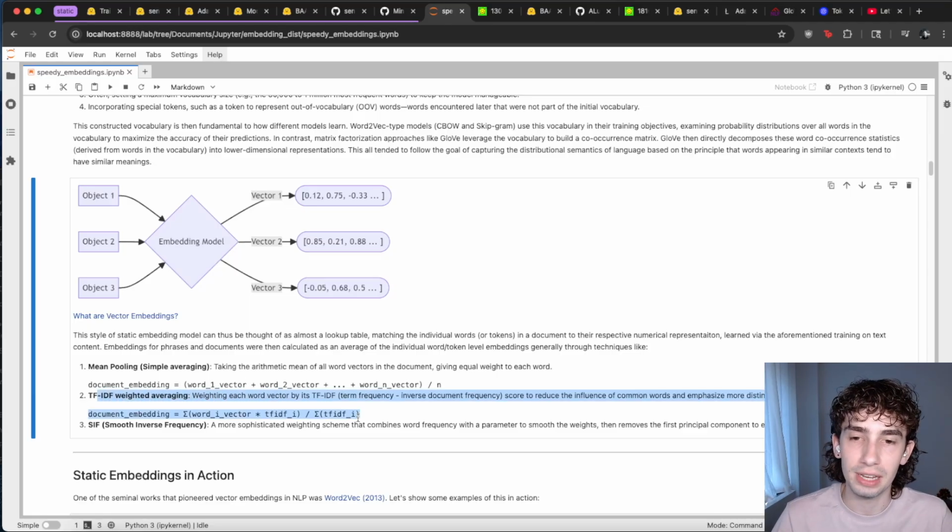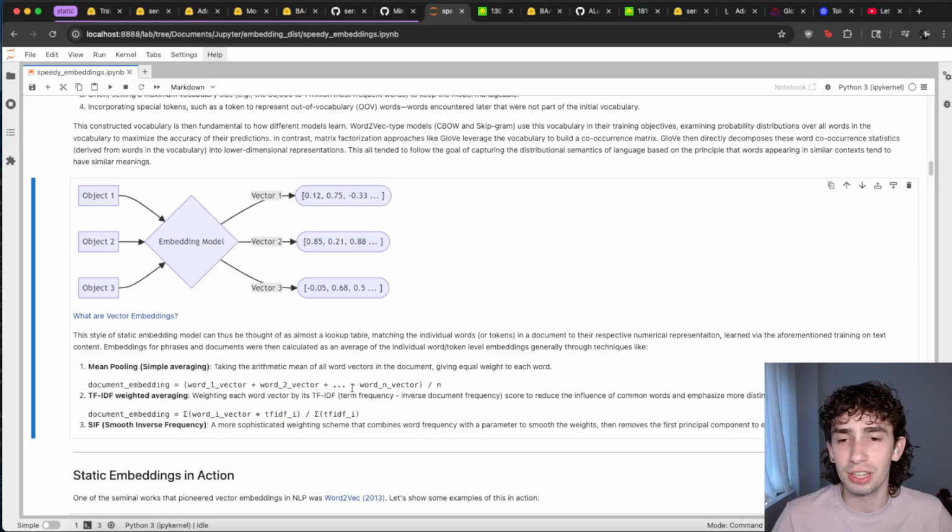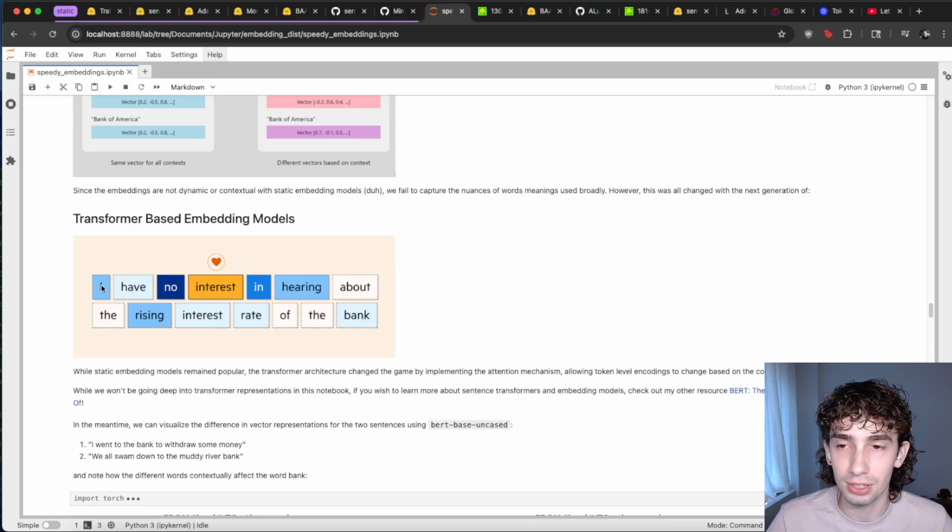But there are also a couple of different approaches to weighted averaging. Techniques like term frequency-inverse document frequency and smooth inverse frequency are essentially going to look at the frequency of words and give less influence to common words and emphasize more distinctive terms. For an example sentence like "I have no interest in hearing about the rising interest rate of the bank," we would give less importance to things like "of," "the," or "about," and more emphasis on things like "interest," "bank," or "no."